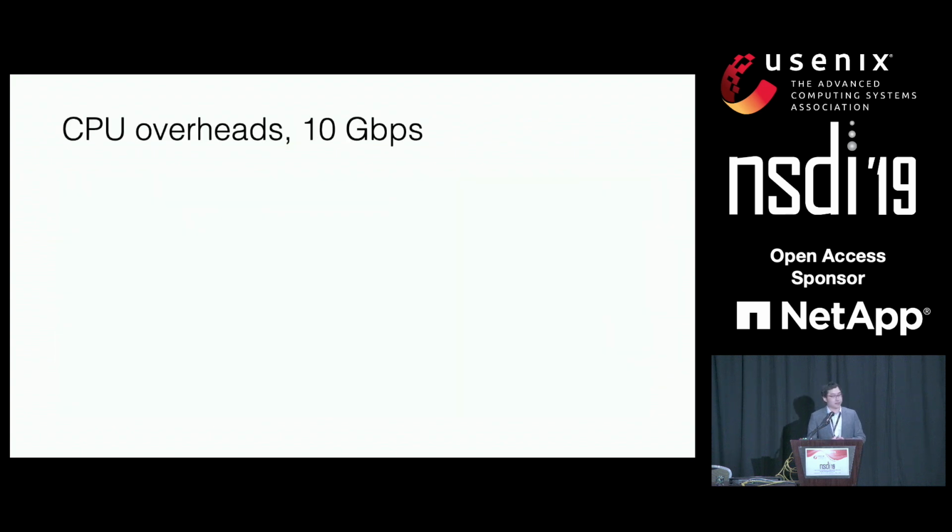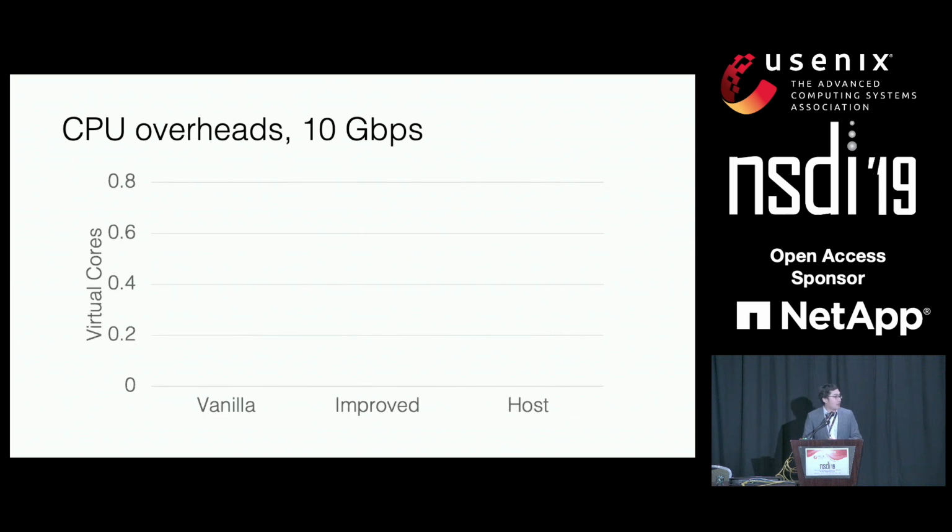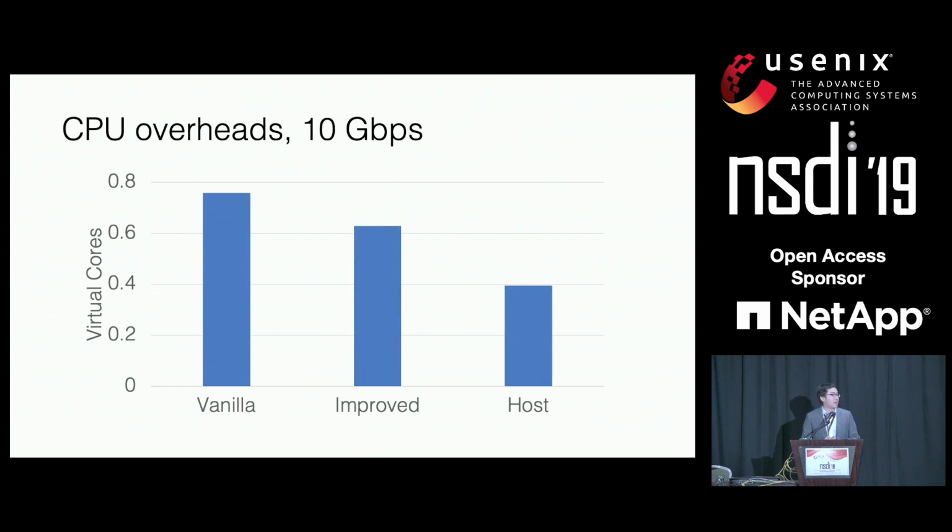There was another piece of overhead from the CPU cycles. Let's do a 10 Gbps TCP connection between two containers. For the vanilla system, we see a 93% increase in the CPU utilization. Even for the improved system, we see around a 60% increase in CPU utilization. So there is also a high cost in CPU cycles.